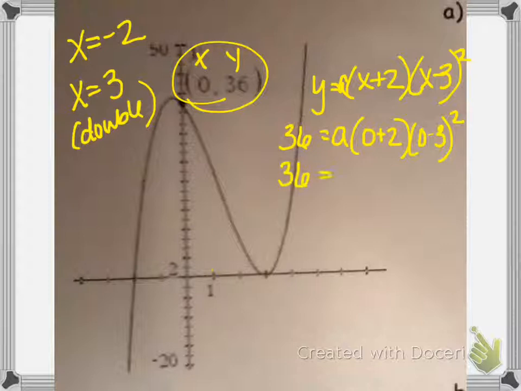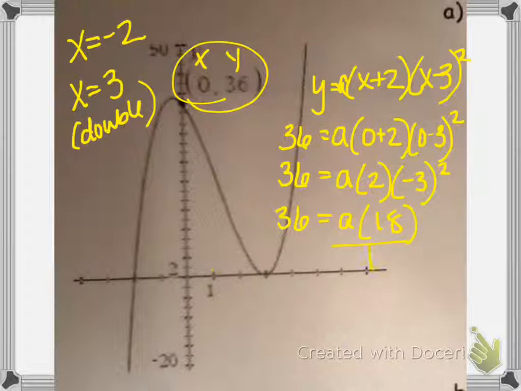So 36 equals a times 2 times -3 squared. So 36 equals a times -3 squared is 9. 9 times 2 is 18. So I have a times 18. Divide both sides by 18. So a is equal to 2. Remember, that is not our final answer. We are not done. We have to write the equation in factored form by plugging a in.